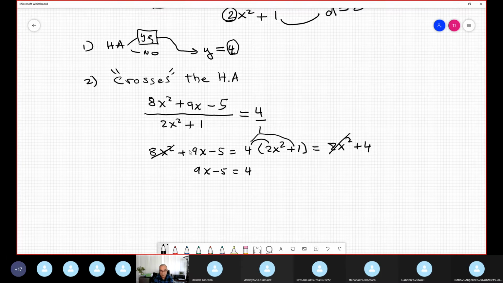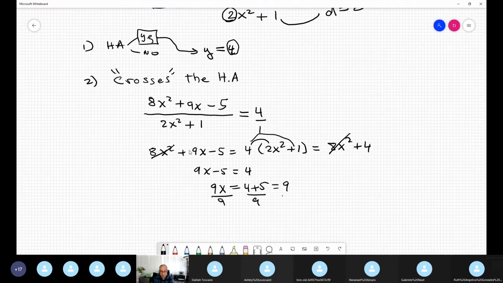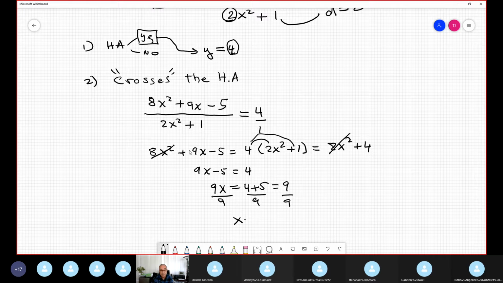equal 4, no? Equal 4. Solve this elementary linear equation. 9x is equal 4 plus 5, which gets 9. Nice. Divide by 9 both sides. x is equal 1. Like we determined, yes, the hypothesis is true.